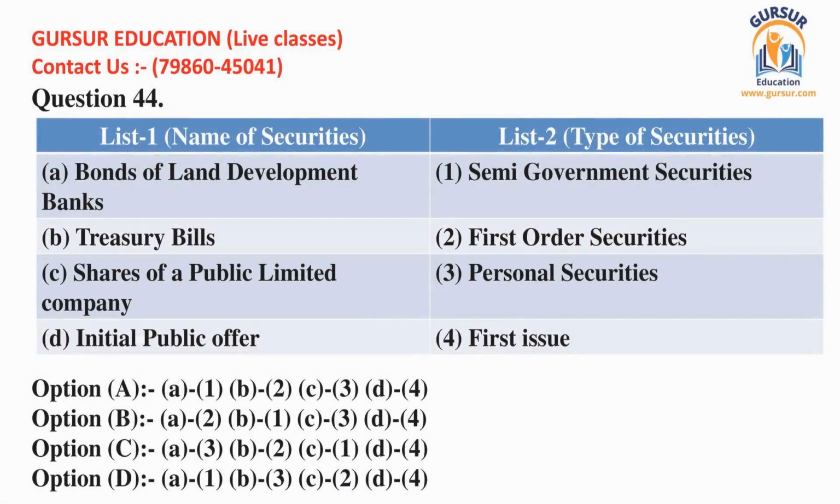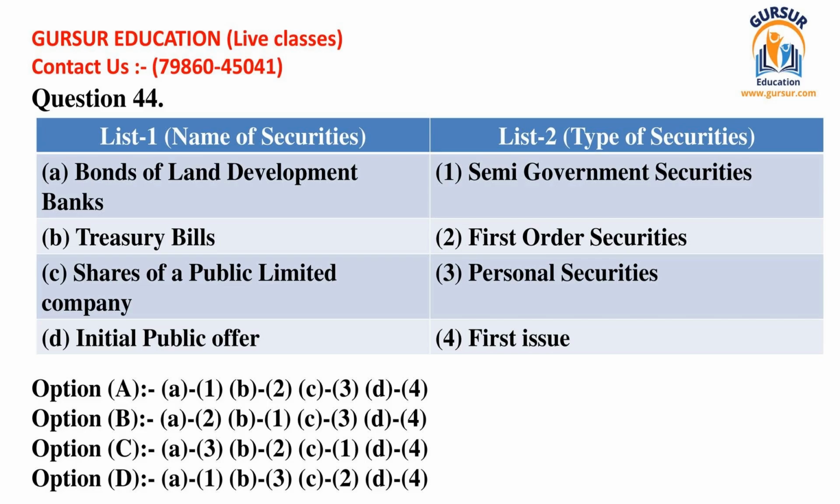Question number 44. Two lists are given in this question. You have to match correct items of list 1 with correct items of list 2. The list 1, name of securities, contains the following items. A. Bonds of land development banks. B. Treasury bills. C. Shares of a public limited company. D. Initial public offer.